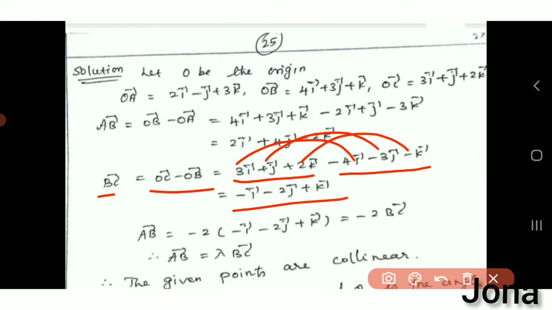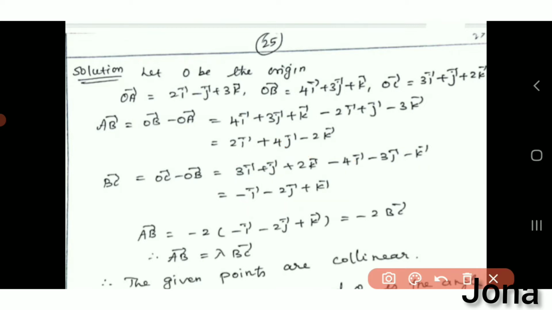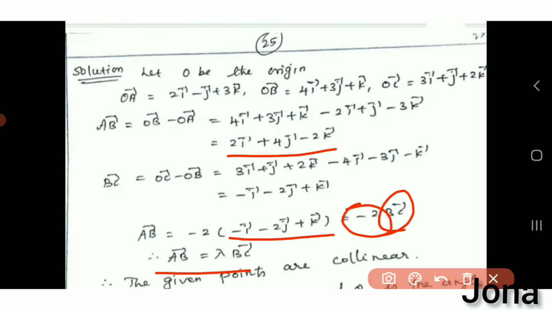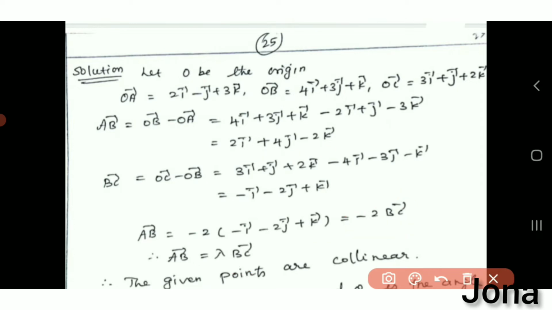Then in this vector AB we can take 2 as a common factor. If you take minus 2 as common here, we have minus i minus 2j plus k. It's nothing but the BC vector in the bracket. So we can conclude AB vector is equal to lambda into BC vector, where lambda is minus 2. So one vector equals some scalar into another vector. We can conclude that AB vector and BC vector are scalar multiples, so the given points are collinear.